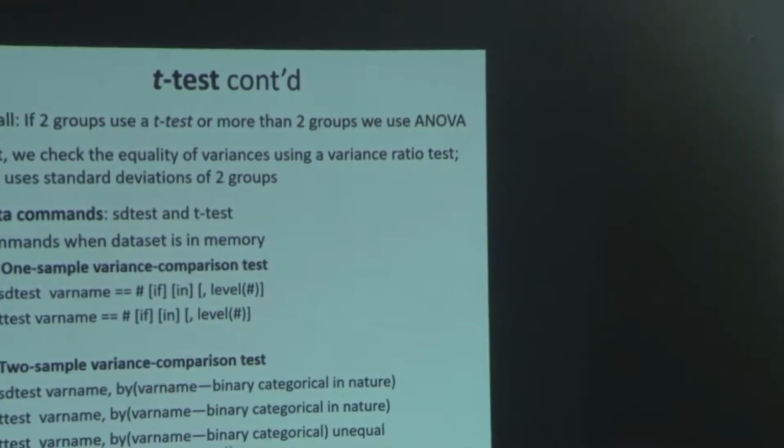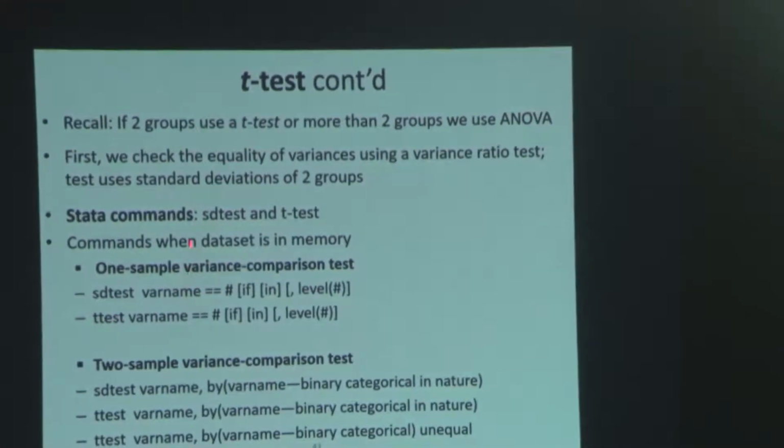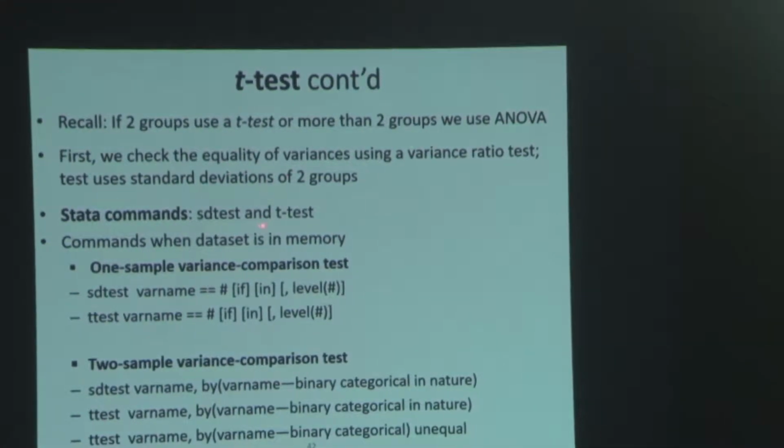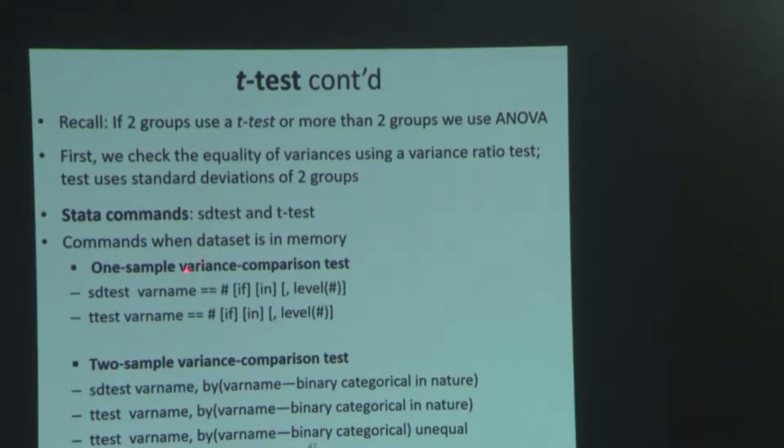Okay, so these are the commands when the data are in memory. We are now no longer using the immediate commands. You notice that the i's have gone. Here is when we have a data set already in memory and we open it in Stata. The only difference between this one and the previous is that we don't have the i's.